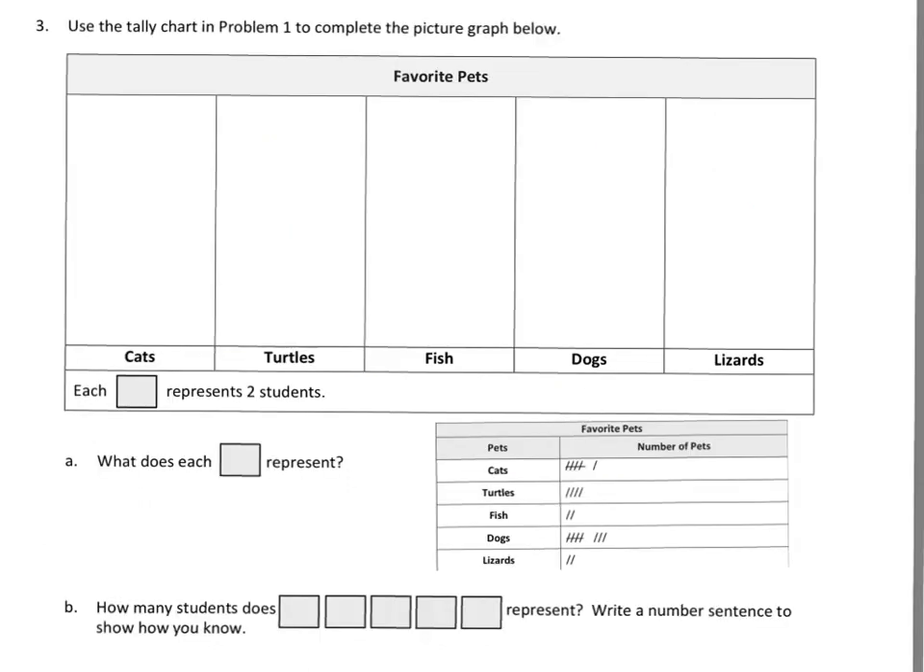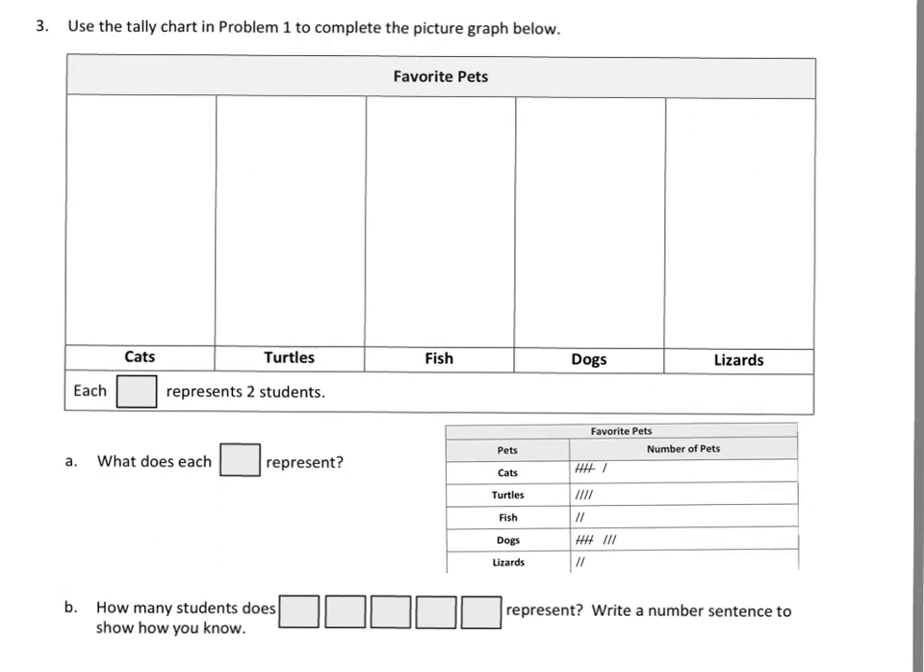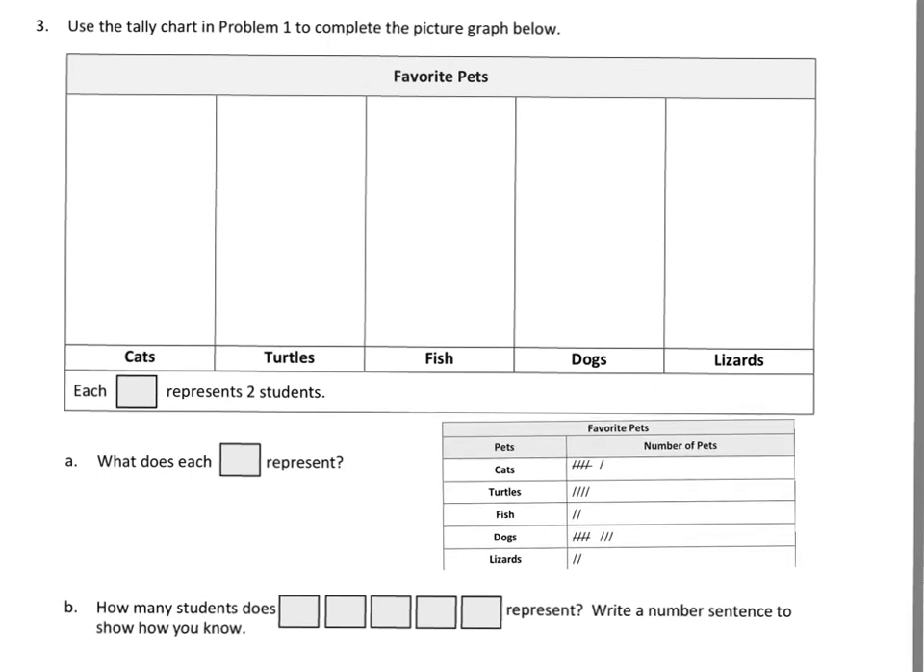And on this page, it says, use the tally chart in problem 1 to complete the picture graph below. And you'll see that down below, I have my chart right here. So you're going to have to flip over to the other side or look at the other page. But now I see a different key. Each box is going to represent 2 students. So what does each box represent? 2 students. And that's very important because on the last one, I counted each circle as 1. This time, each box represents 2.